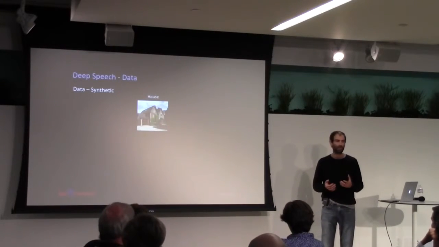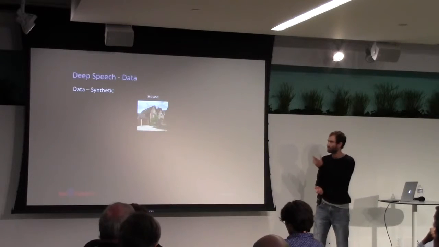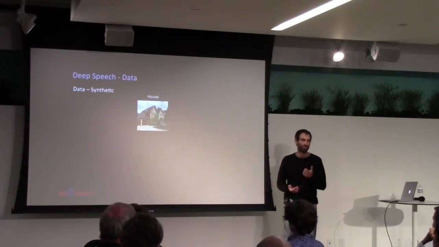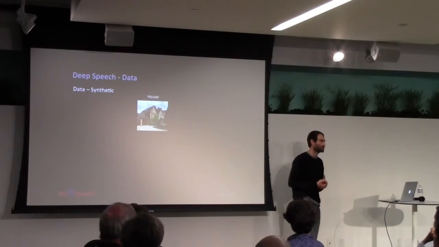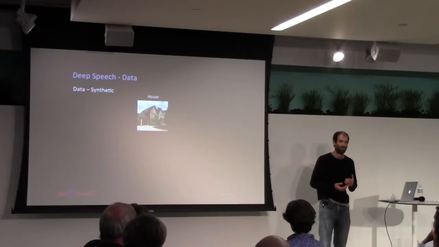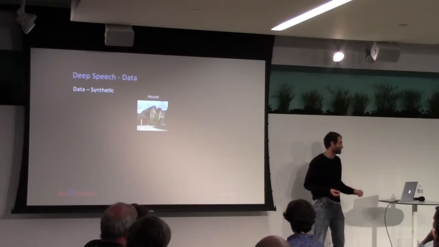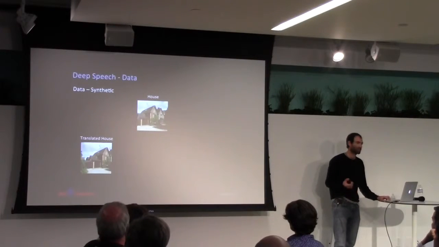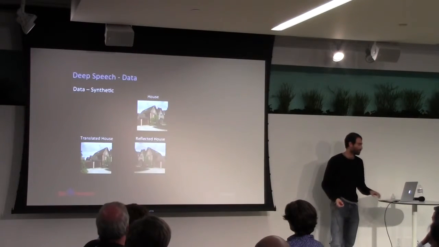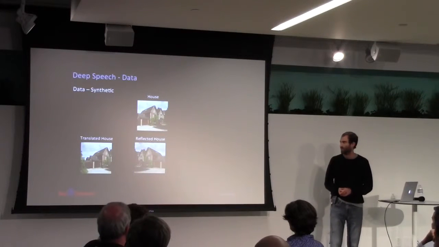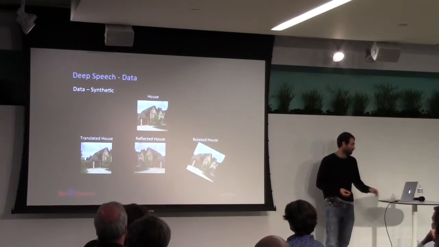One thing that's commonly done in computer vision is to take an image and change it in ways such that the label is preserved. So you can do very simple things to this picture. You can translate it, shift it left and right. You can reflect it about its vertical axis. You can rotate it.